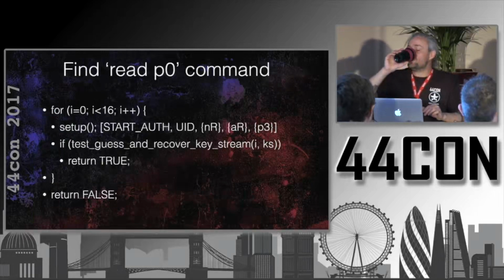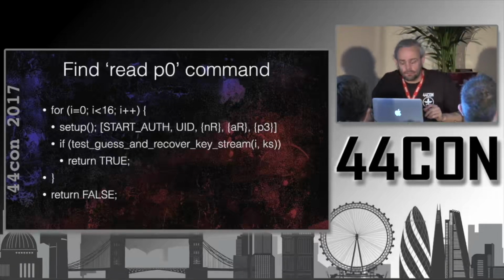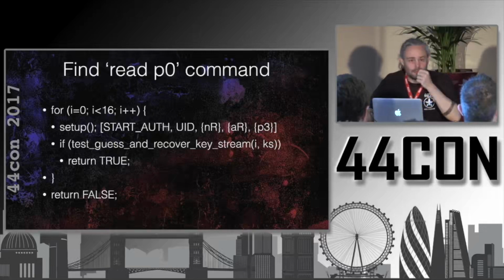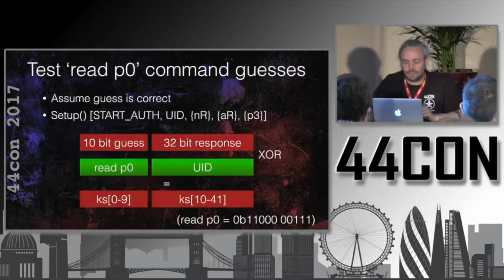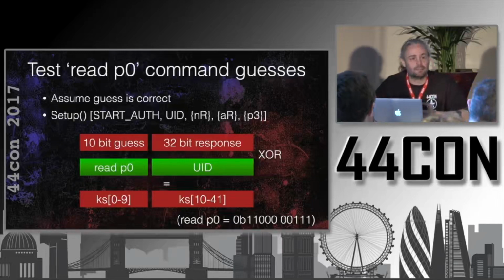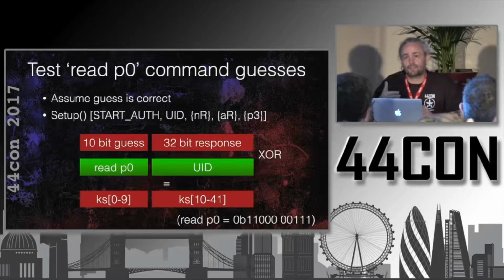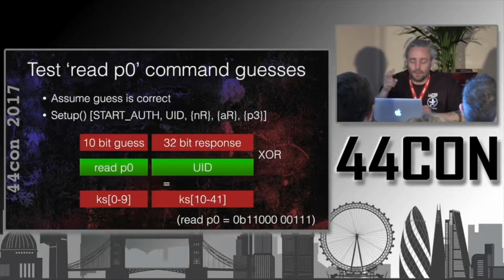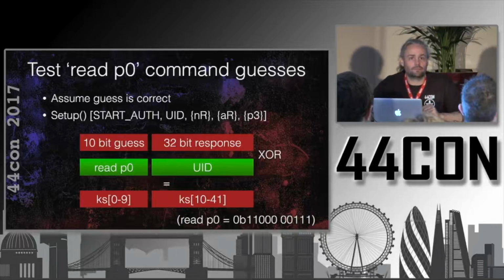So all we're going to do is initialize the tag, send one, and test it, and when it succeeds, retrieve the key stream that it provides, and then we're going to use that key stream later to actually attack the tag. The way we test it is we assume we're right. We assume our encrypted command decrypts to read page 0, which means we assume the response we get back is going to decrypt to the UID, which is the contents of page 0, which we know because it's public. We XOR our guess with the read page 0, we XOR the response with the UID, and that will give us the first 42 bits of key stream, if we're right.